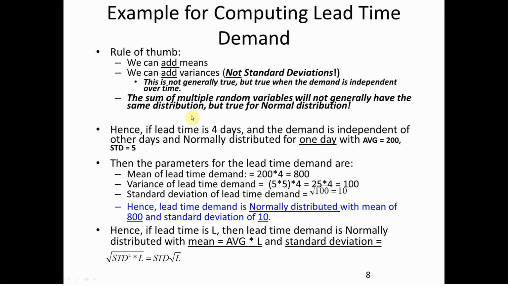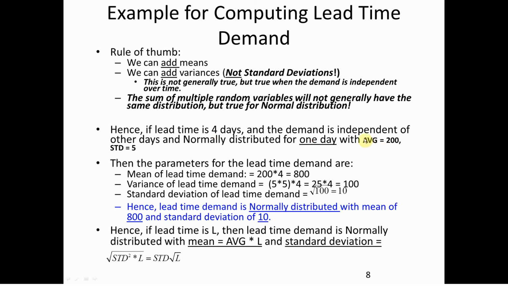In any case, you can think about that on your own, but for us, we're going to be fortunate in the fact that the sum of these things are going to be normally distributed. Okay, so that's going to be useful. So again, let's take a look at an example of 4 days and say the demand is independent of the other days and it's normally distributed, as we assume, for every 1 day, or the demand per day.